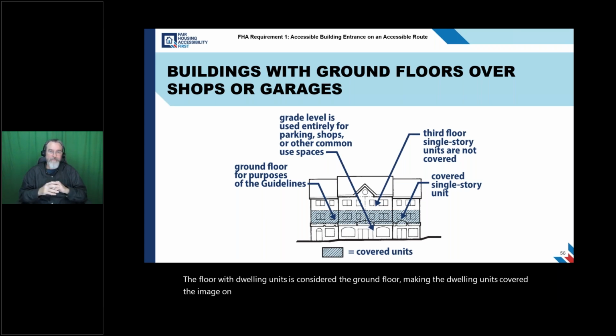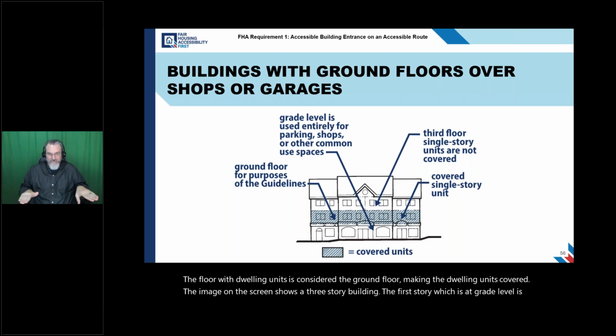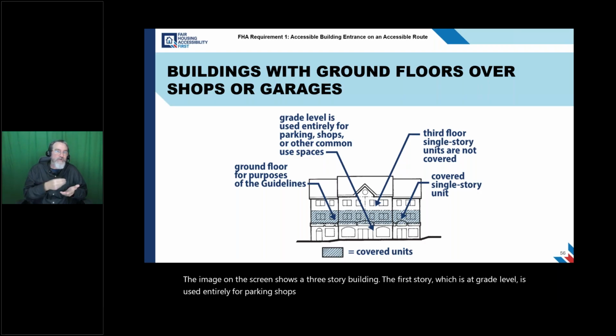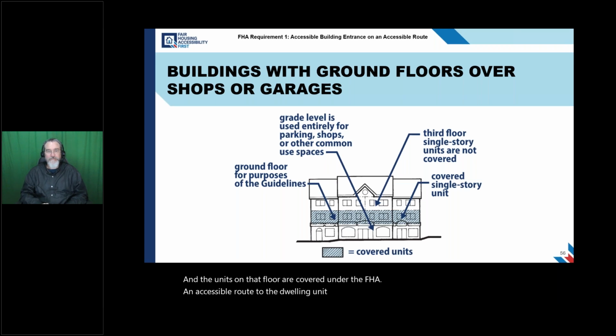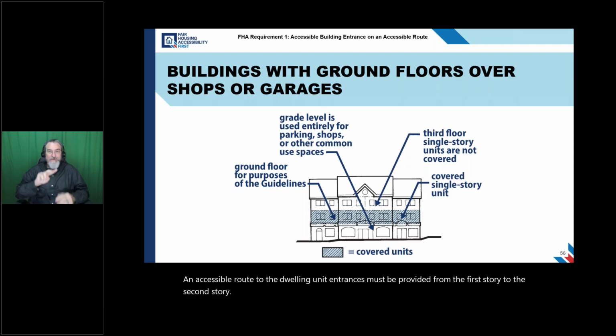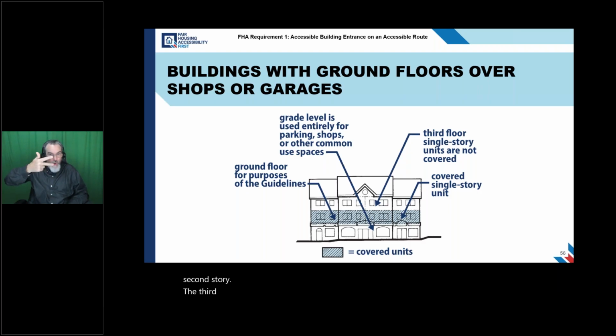The image on the screen shows a 3-story building. The first story, which is at grade level, is used entirely for parking, shops, or other common use spaces. The second floor is considered the ground floor, and the units on that floor are covered under the FHA. An accessible route to the dwelling unit entrances must be provided from the first story to the second story. The third floor single-story units are not covered under the FHA.